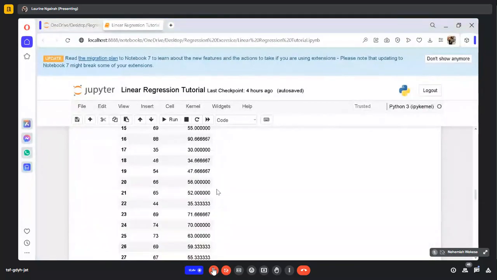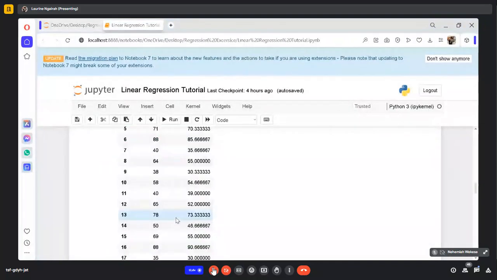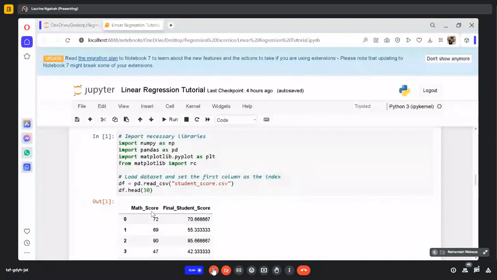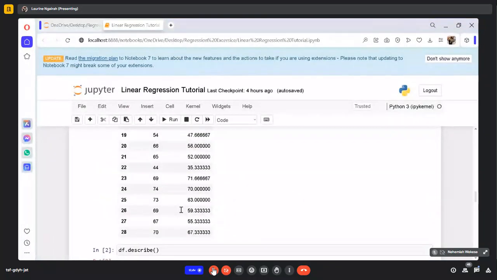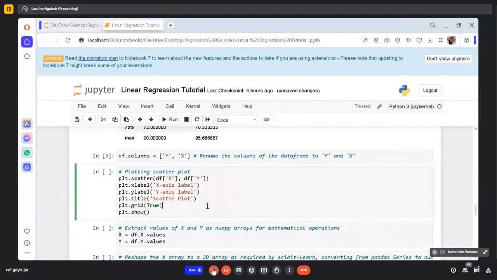Next, let's just go back to our steps. We are still on EDA, but first I wanted to change these column names to X and Y so that it can be easy for us to plot when we are talking about the dependent and independent variables. Then now we just want to see how our data frame looks when we plot it in a scatter plot.